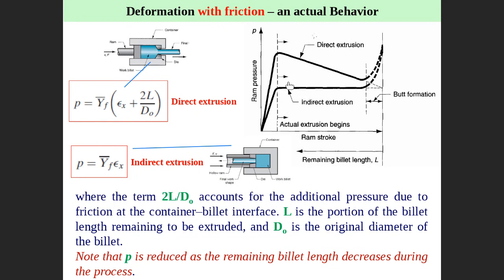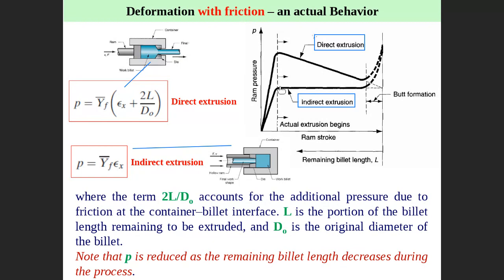So you can see that this is the ram pressure. This is the stroke, and this is the L. You see that the material does not flow as you increase the pressure. This is the indirect extrusion. Let me just highlight: this one is the indirect extrusion, and this one is the direct extrusion. This is the ram pressure, right? So whenever you increase the ram pressure and reach the flow stress, when you increase the pressure enough to flow the material, it will start to flow.